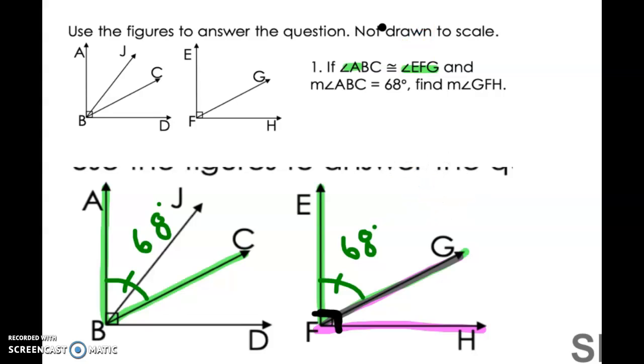Okay, we need to do 90 because that's the right angle. A right angle is 90 degrees. So 90 minus 68 will tell us that the measure of angle GFH is 22 degrees. And again, you get that 22 just by putting in your calculator 90 minus 68. So the measure of angle GFH is 22 degrees.